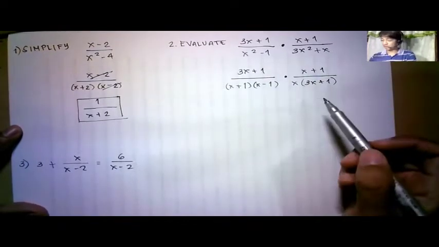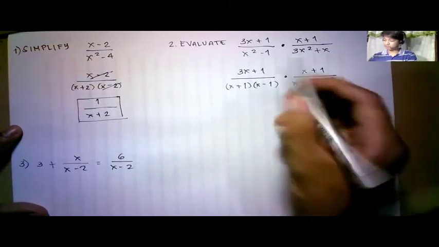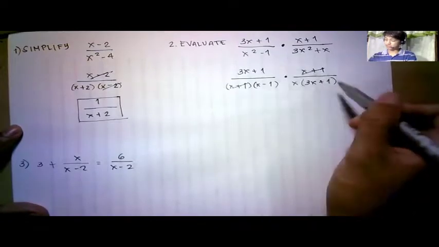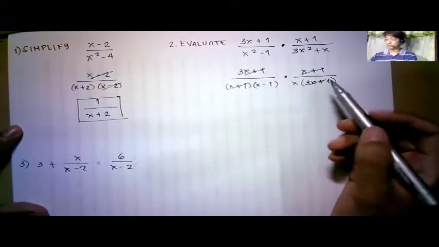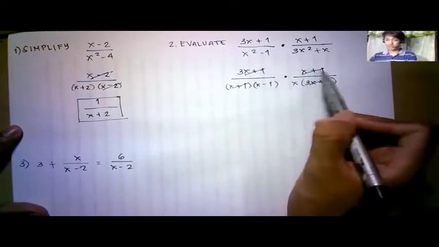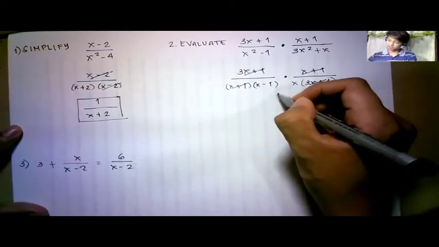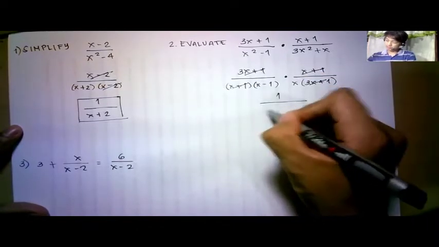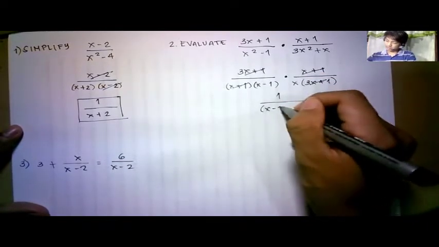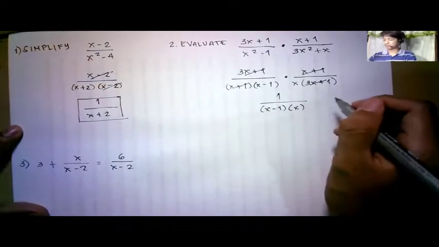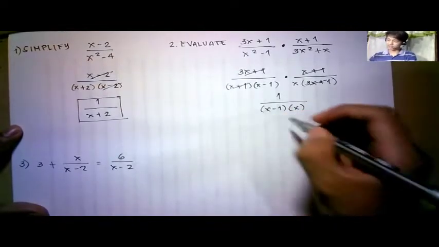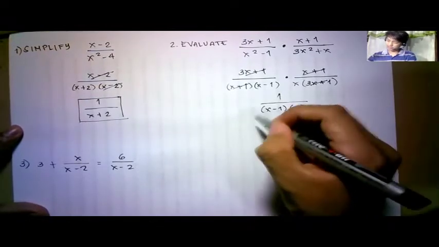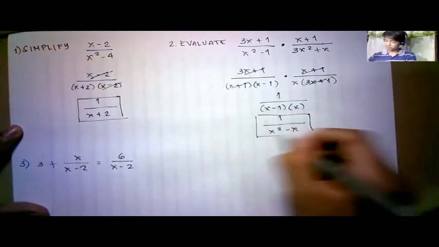So basically, we can cancel out x plus 1 and x plus 1 here. We can also cancel out 3x plus 1 and 3x plus 1. So basically, we have 1 on the numerator. So we have 1 all over the remaining terms, the quantity x minus 1 and then the quantity x. And then we multiply or we evaluate it. So 1 over x squared minus x will be our final answer.